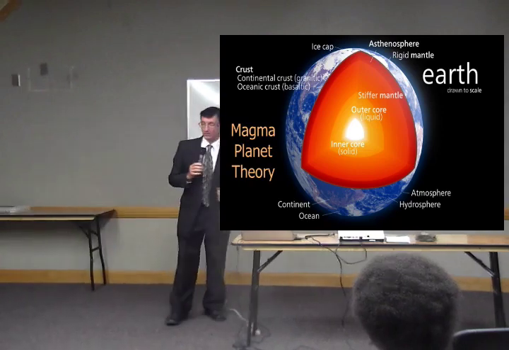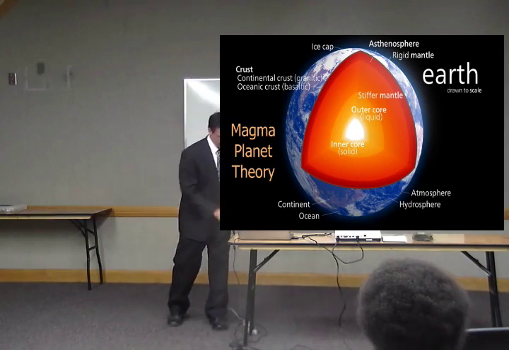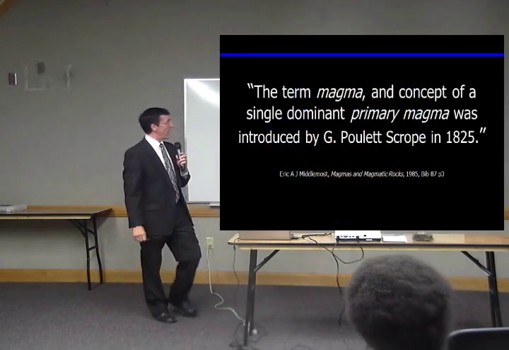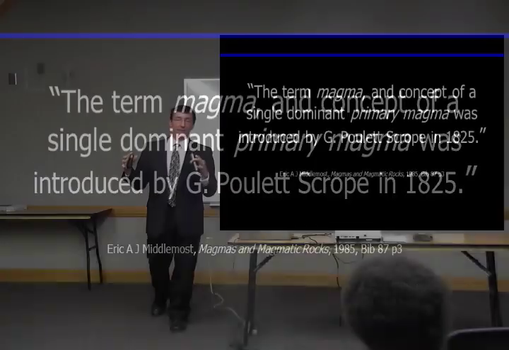And then the darker basalt that's in the oceans. Okay, so let me go ahead here. The term magma and the concept of a single dominant primary magma was introduced by G. Paulette Stroop in 1825. So this theory is really only 200 years old. And the dominant primary magma is really that theory that the entire Earth was a molten ball of magma.